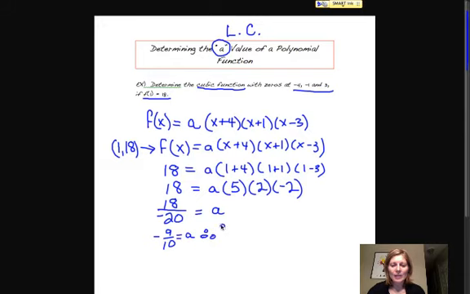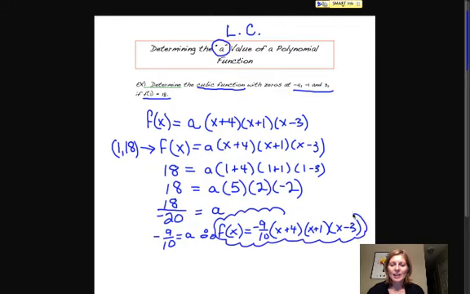So therefore, I know that my function actually has an equation of -9/10 times all of these zeros, x plus 4, x plus 1, and x minus 3. Okay, so let's see what happens if we were going to graph this function right here. So here's what our function is. So let's do a really quick sketch of this function.